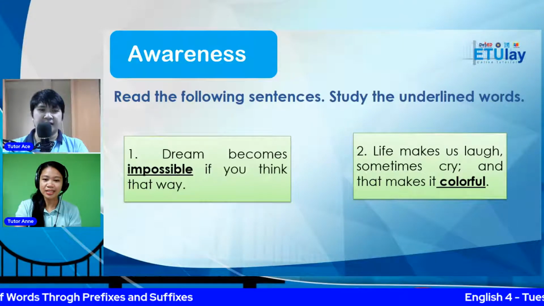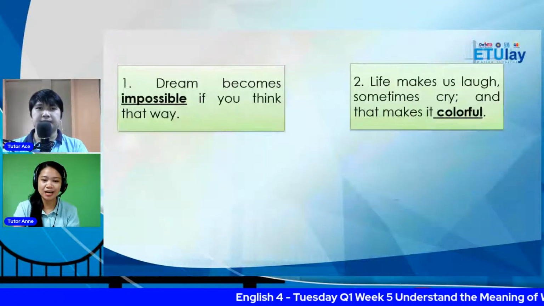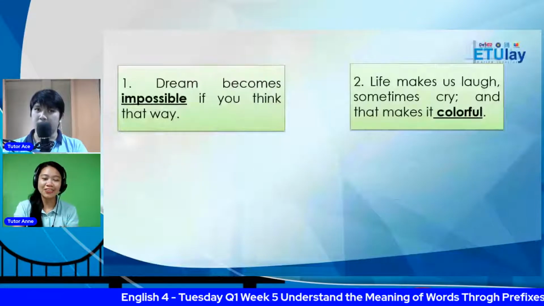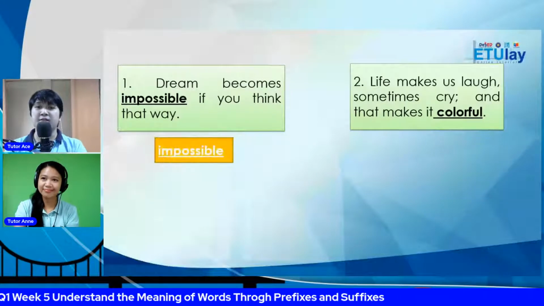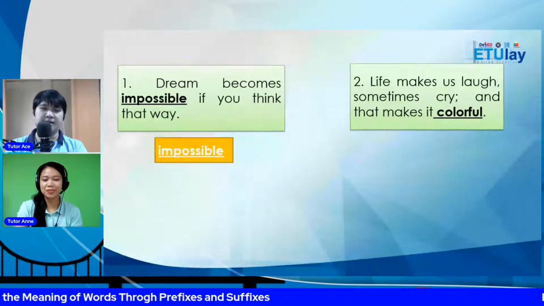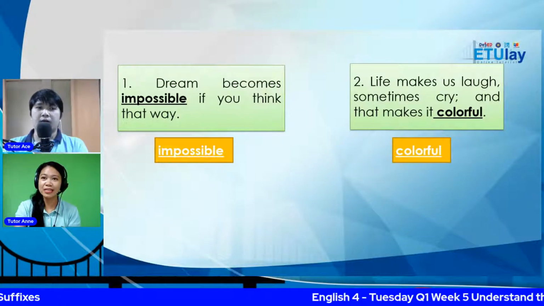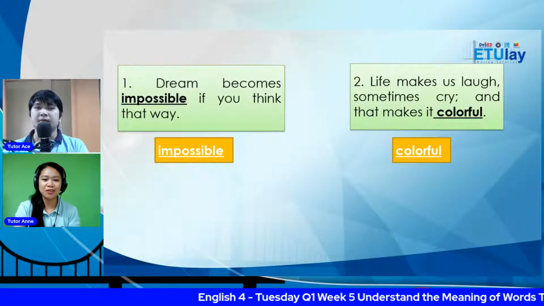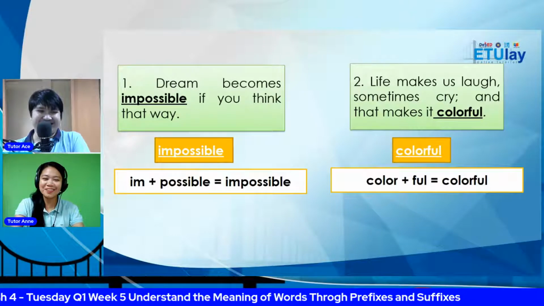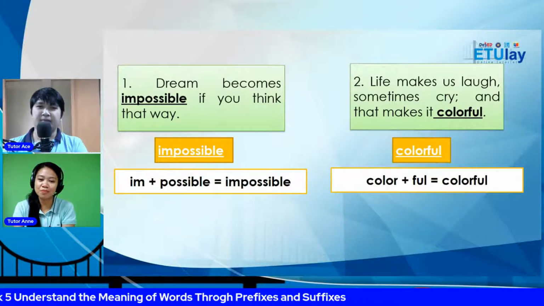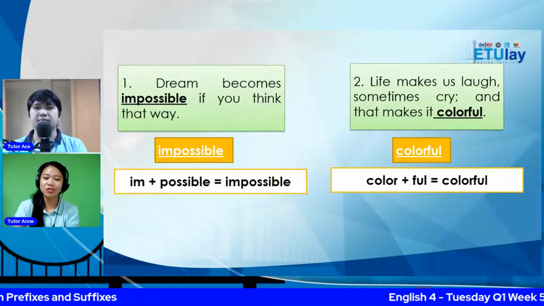All right, so let's take a closer look at these two sentences, Tutor Ace. And of course, kunin natin yung mga naka-underline na words. For sentence number 1, ano ba yung naka-underline? I believe it's the word impossible. Yes, impossible. And for number 2 here, we have the word colorful. Now this time, let us break down these words. Saan nga ba sila nanggaling? Kagaya niyan, impossible. It's im plus possible, which made it impossible, and we have color plus full to have colorful.